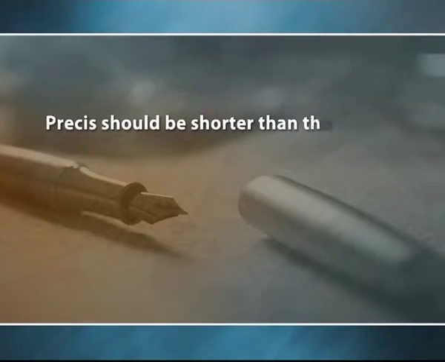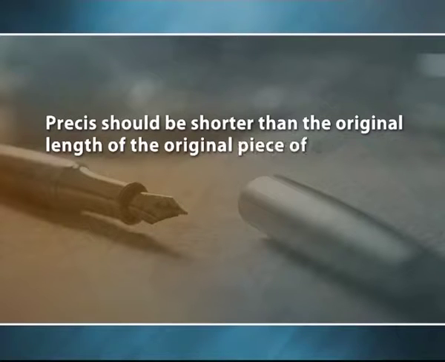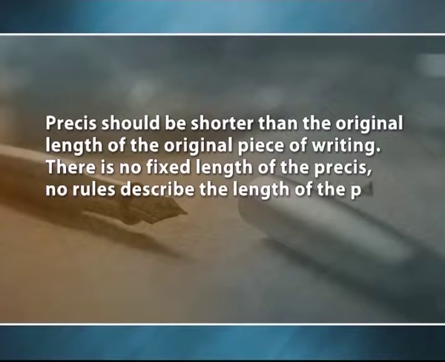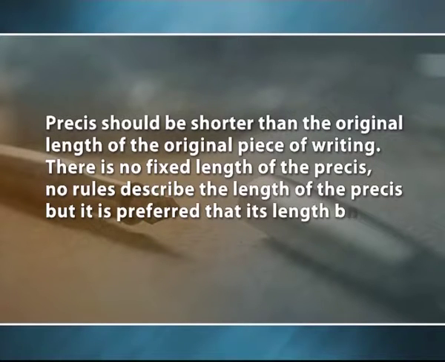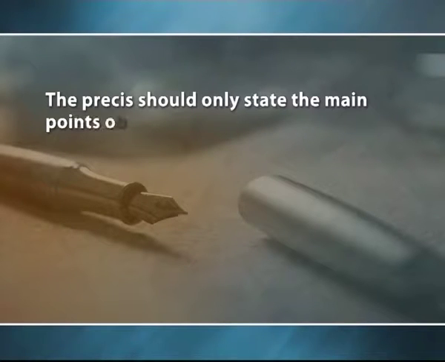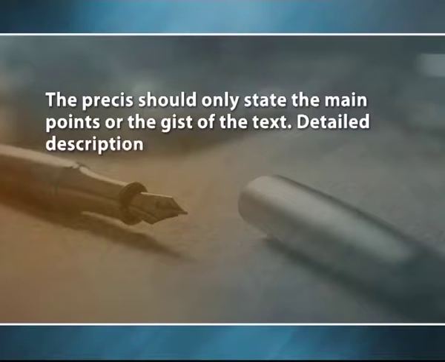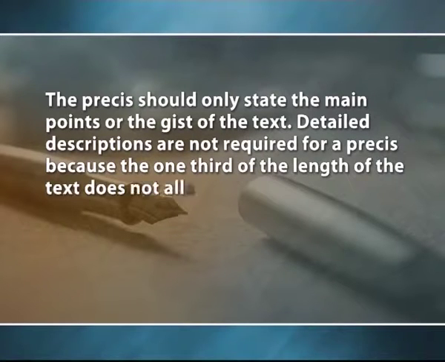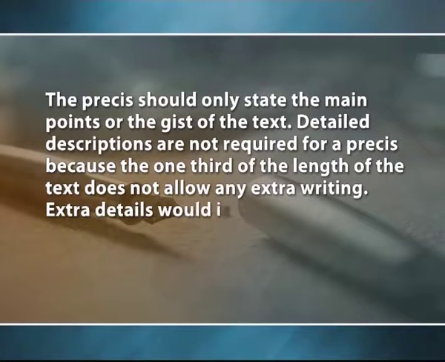Précis should be shorter than the original piece of writing. There is no fixed length of the Précis. No rules describe the length, but it is preferred that its length be one-third of the length of the original text. For example, if there are 600 words in the text, then the Précis should be written in around 200 words. The Précis should only state the main points or the gist of the text. Detailed descriptions are not required for Précis because one-third of the length of the text does not allow any extra writing.